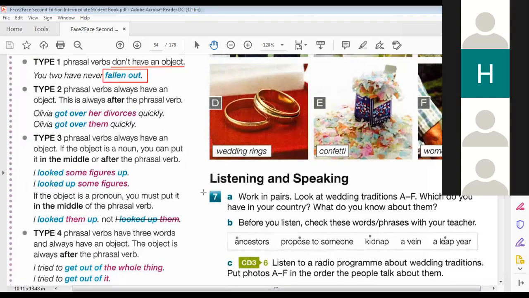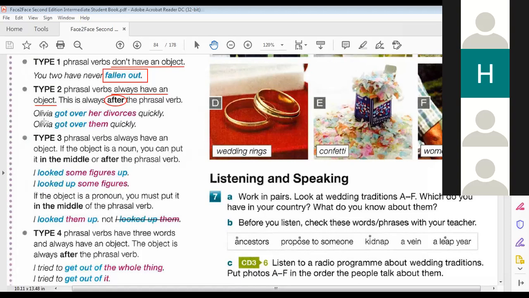Okay, so this is the first type of phrasal verb. Now let's take a look at the second type of phrasal verb. It says these phrasal verbs always have an object. Always have an object, and the object is after the phrasal verb. So this is the location. You should put it, the position I mean, after the phrasal verb.